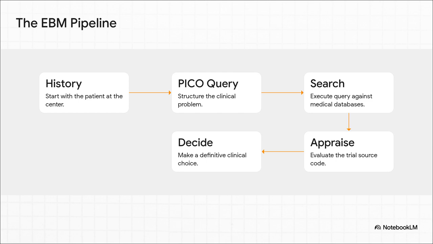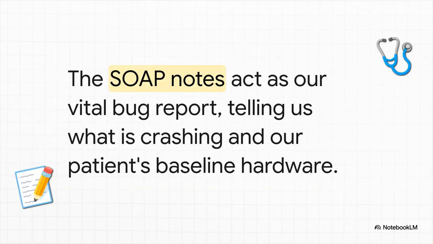We take our initial system logs, which are the patient's raw symptoms, we process them into a query, run that query against a database, stress test the results, and then finally push to production with a clinical decision. Bottom line, before you just type symptoms into WebMD and assume the whole system is melting down, you've got to follow the pipeline. So our pipeline kicks off by gathering the system logs, which, in the medical world, are known as SOAP notes. This is your subjective and objective history, the physical exam, and the initial assessment.